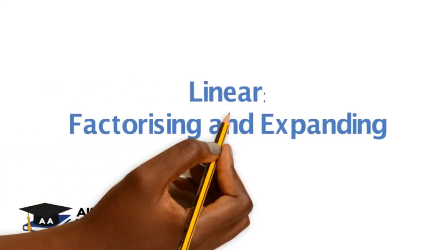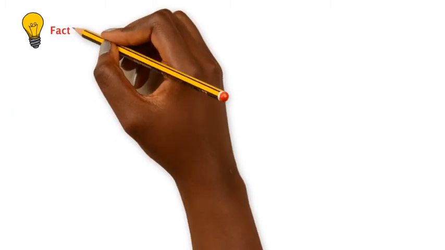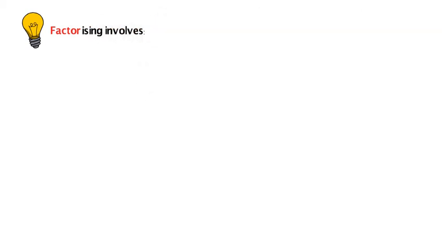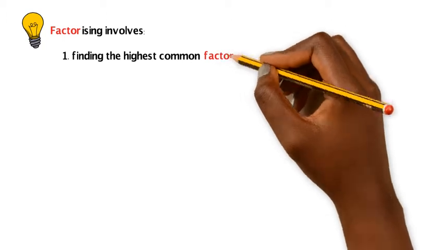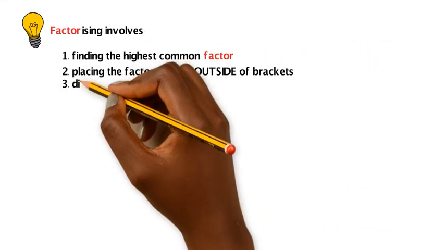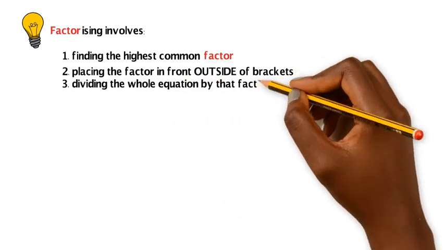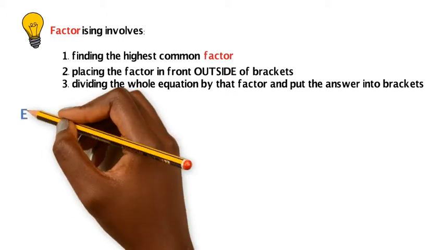And today we're learning about linear factorizing and expanding. So first off, when it comes to factorizing, it's the reason why I've highlighted factor in red. It involves a few things. And first of all, you need to find the highest common factor. And then you place that factor in front, outside of the brackets, and then divide the whole equation by that factor and put the answer into the brackets.